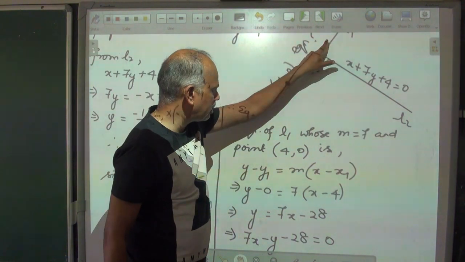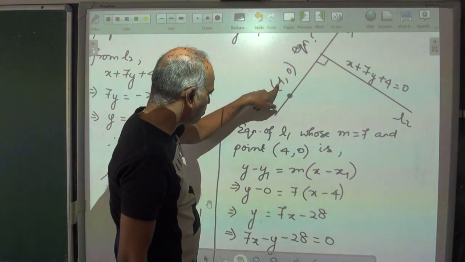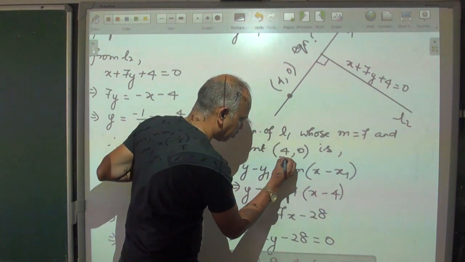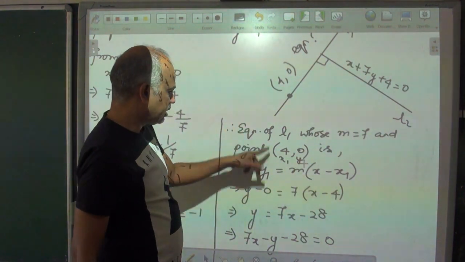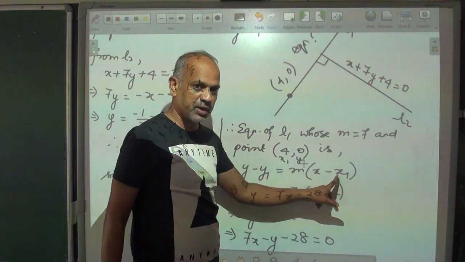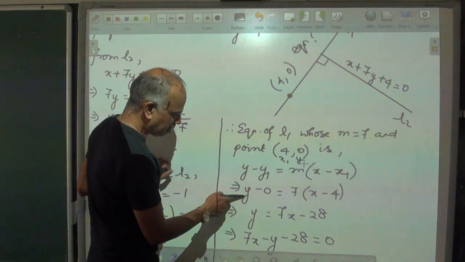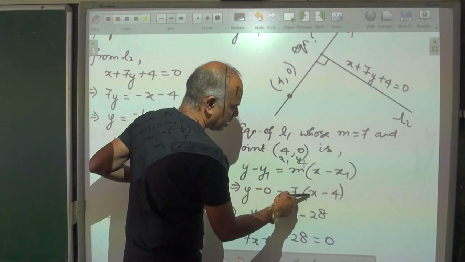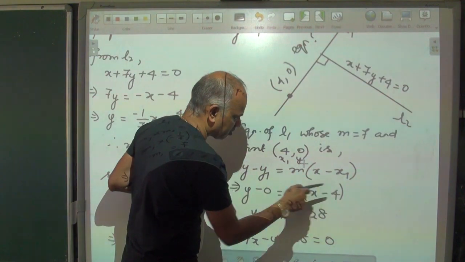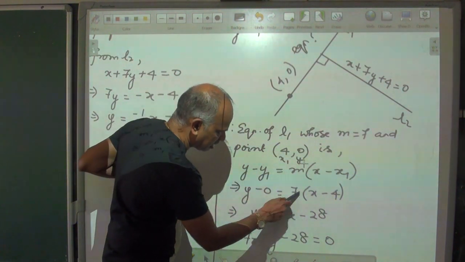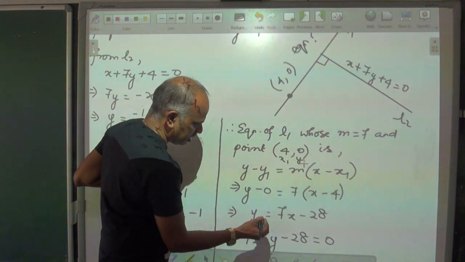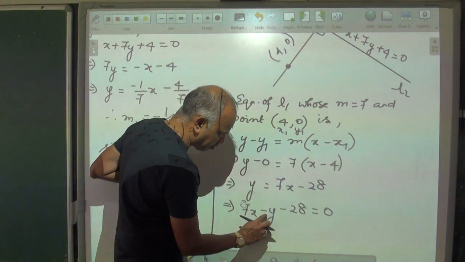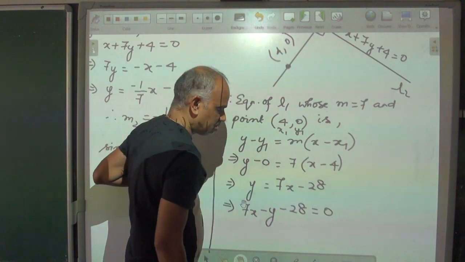So the equation of line 1, whose slope is 7 and the one point that you know is 4, 0. Let's assume m is 7 and this is x1, y1. The equation is given as y minus y1 is equal to m times x minus x1. Substitute the values. Y remains the same, minus y1 is 0, is equal to m value 7 times x minus x1 is 4. Y minus 0 is y, is equal to multiply the 7 inside, 7x minus 28. Rearrange this. 7x, shift this to that side, minus y minus 28 is equal to 0 becomes the equation.